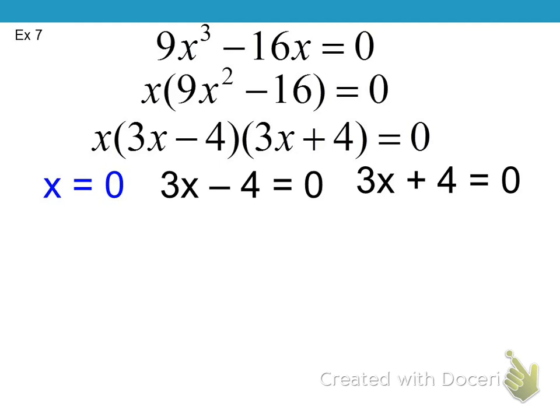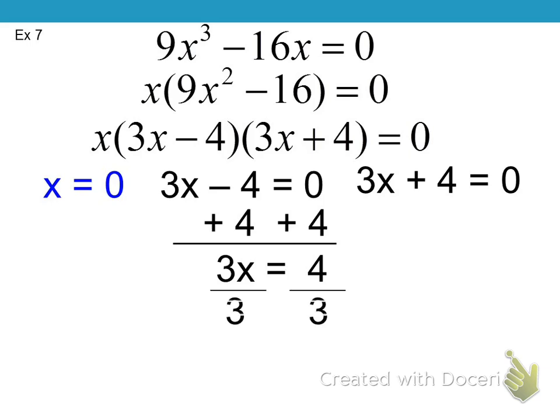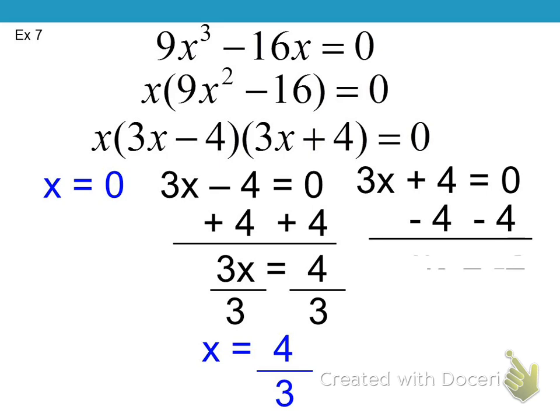All right, so 3x minus 4, I need to solve that one. I'm going to start by adding 4 to both sides. Then what? Divide both sides by 3, and I get 4/3. Negative 4. And then you're going to end up with negative 4/3. Here's why. It's the same thing, but instead of adding, you subtract.